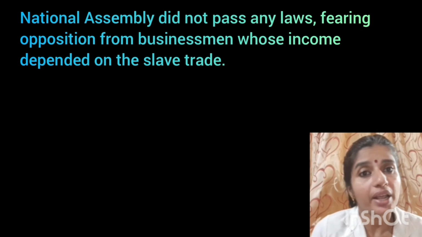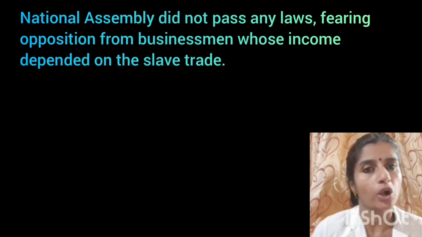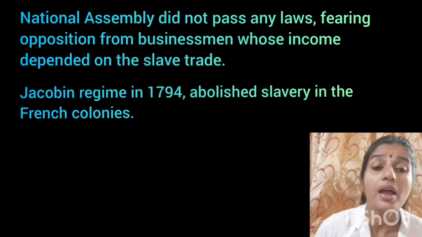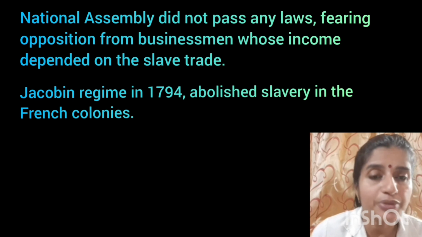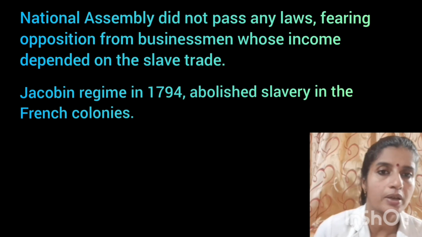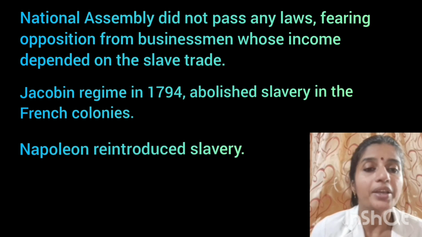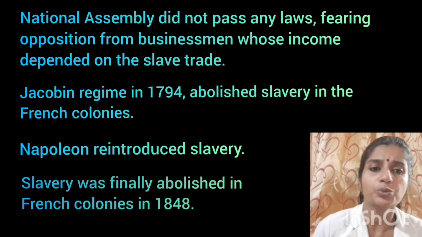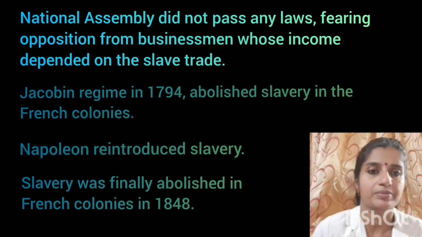Now, come to the reign of terror under Robespierre. He banned slavery in French colonies. This was one of the most revolutionary social reforms of the Jacobin regime. The convention, in 1794, legislated to free slaves in the French overseas possessions. But 10 years later, when Napoleon came to power, he reintroduced slavery. Then slavery was finally abolished in French colonies in 1848.